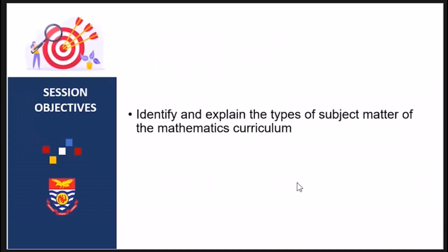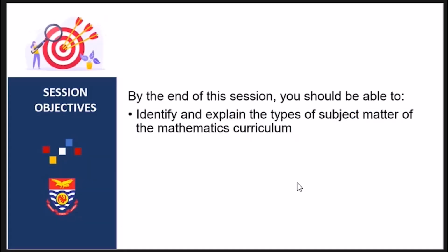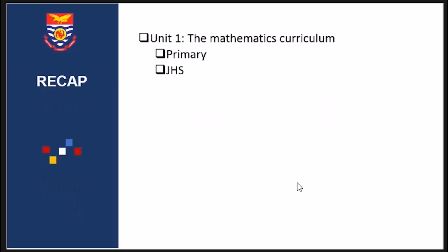Let's look at the objectives for the session. At the end of this session, you should be able to identify and explain the types of subject matter of the mathematics curriculum. In our previous units and sessions, we looked at the mathematics curriculum, the definition of curriculum and syllabus, and the differences between them. We also looked at the primary and JHS syllabi, the rationale, general aims, and objectives for each of them. And we further looked at the structure of the JHS syllabus.